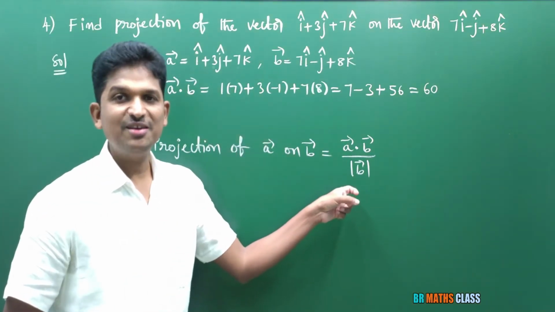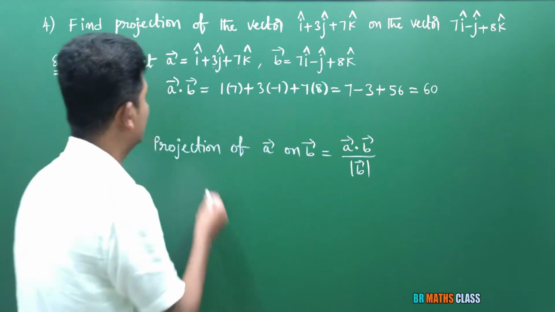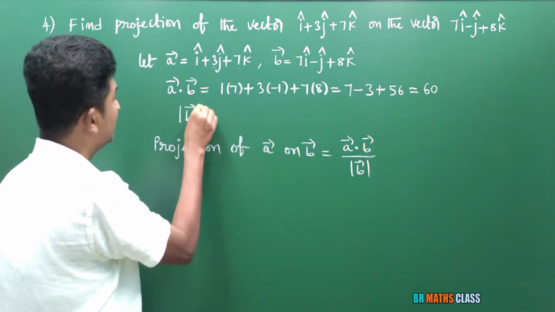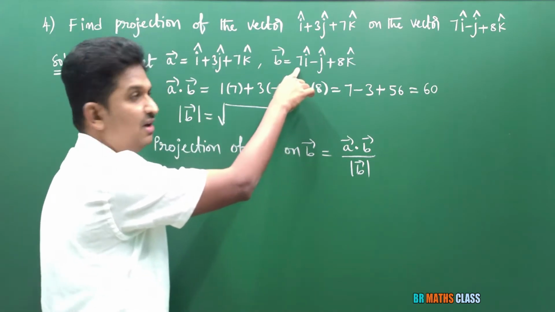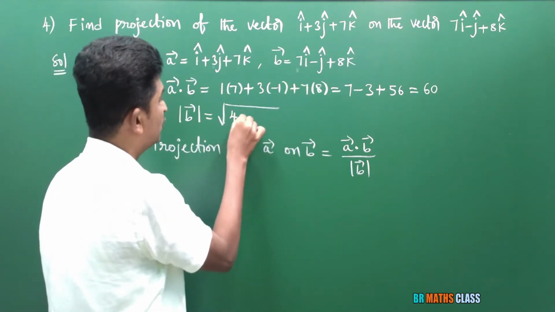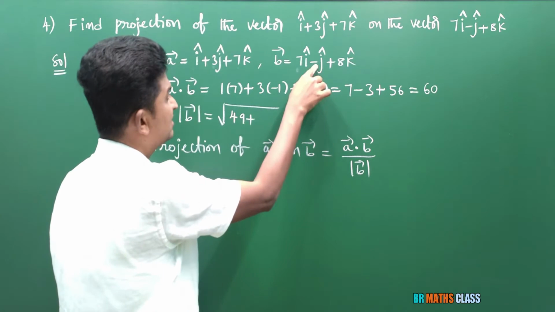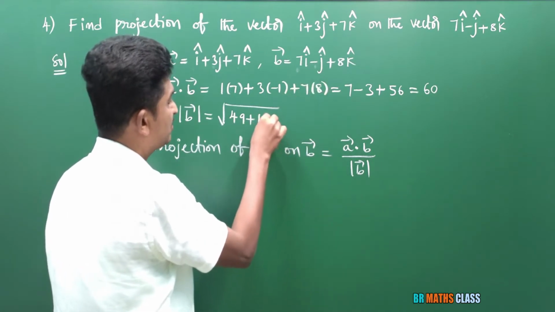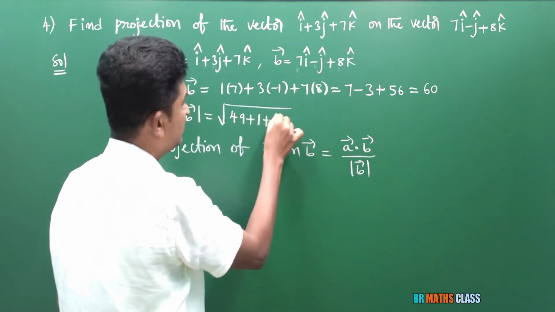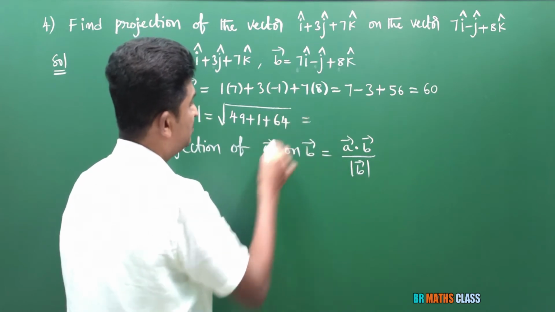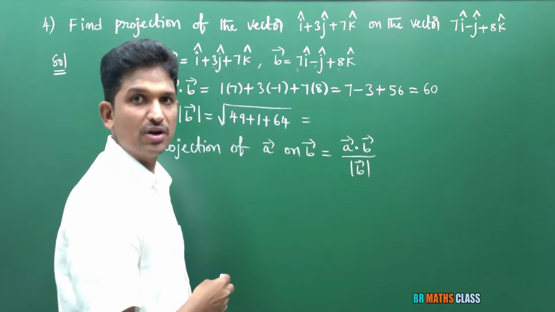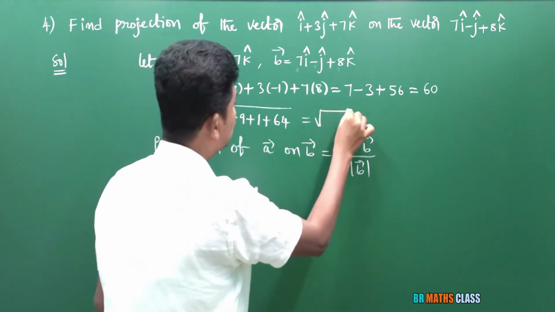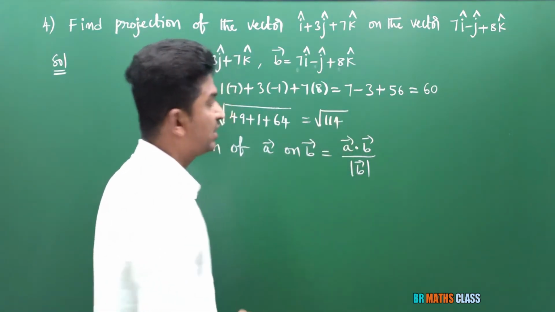Now I'll calculate the magnitude of B bar. Magnitude of B bar equals root over, this is the vector B bar, here 7 is there, 7 square is 49, plus minus 1 whole square is plus 1, here 8 is there, 8 square is 64. If I simplify this, 49 plus 1 is 50, 50 plus 64 is 114, root over 114.